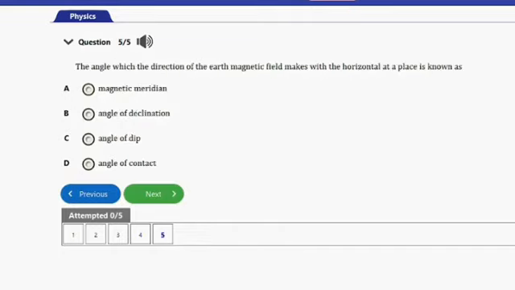So guys, the next question here is question number 5. It says, the angle which the direction of the Earth's magnetic field makes with the horizontal at a place is known as A. Magnetic meridian, B. Angle of declination, C. Angle of dip, D. Angle of contact. So guys, the answer to this question is option C. Angle of dip. And that's it for this question.